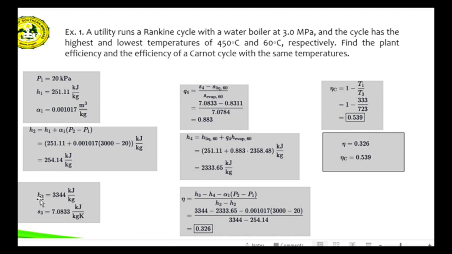We have the enthalpy at state 3, which is 3,344 kilojoule per kilogram, and the entropy at state 3, 7.0833 kilojoule per kilogram degree Kelvin, which can be found here. I also highlighted it, table A6 at 3 megapascal, which is correct.